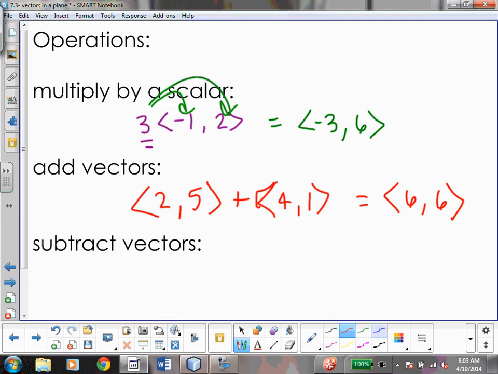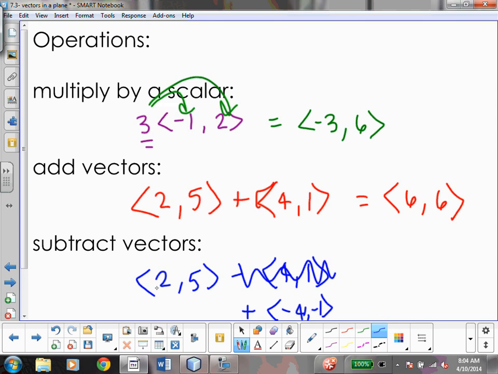You can also subtract vectors. It's similar to multiplying by a scalar. First, technically, I should distribute or change the signs of both of these numbers in the second vector. So I end up adding. So 2 plus negative 4 is negative 2. And 5 plus negative 1 is negative 4.